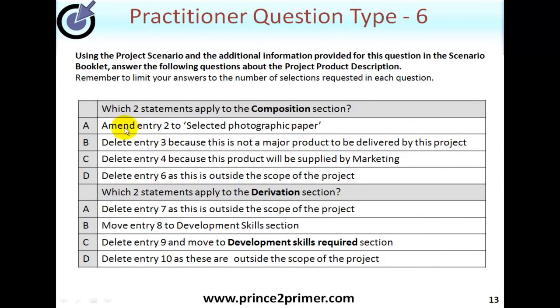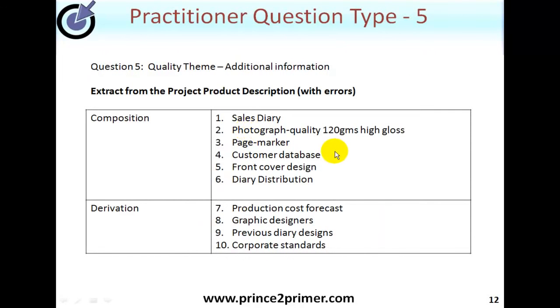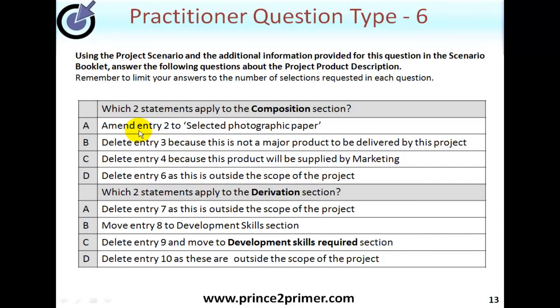So if A says amend entry 2 to selected photographic paper, you can now go back here, and if that was a case in point, if you've got a cross against it, you probably know that it's a true question, that indeed it should be amended. Get the idea? So I'm not going to go through this with you anymore, but you can understand how this will make more sense and you're more likely to come up with the right answer.